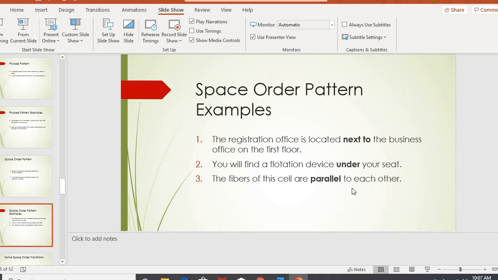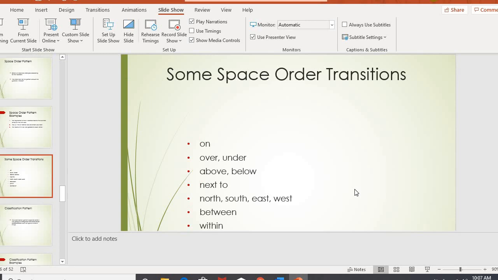The fibers of the cell are parallel to each other. So it's showing you where something is located. So they may say things like on, over, under, north, south, left, right. Those are all showing you where something is located.